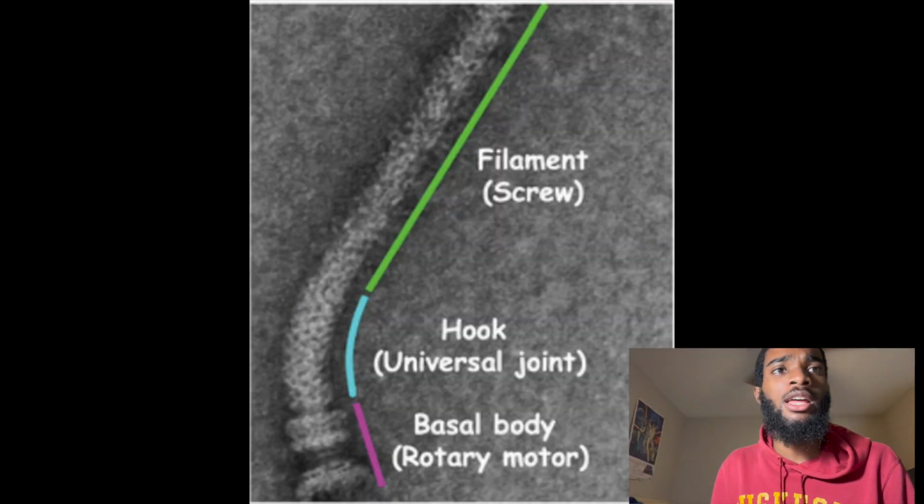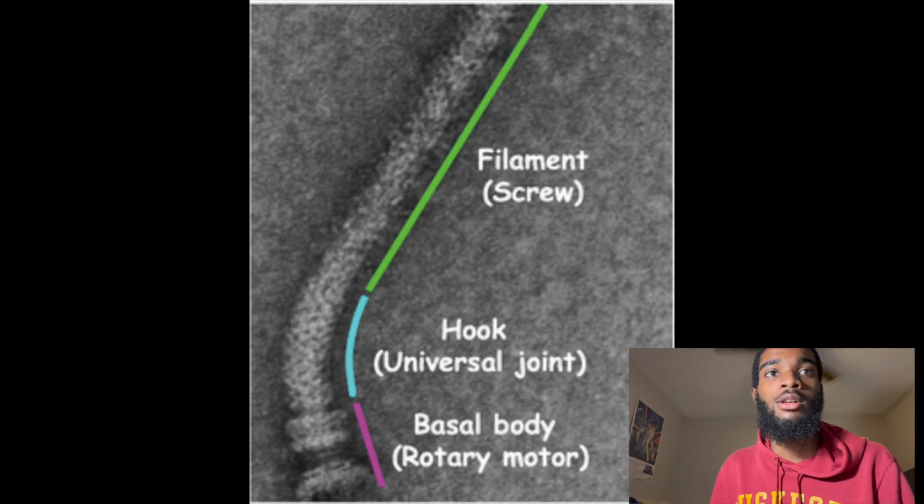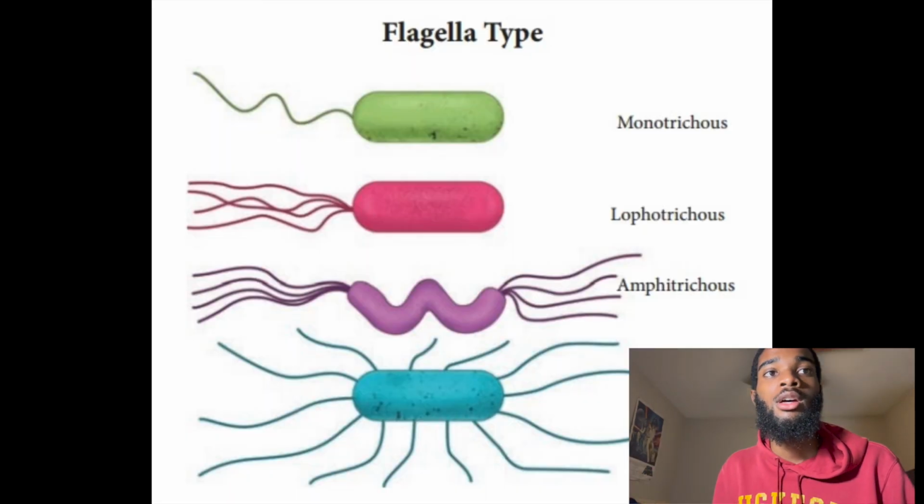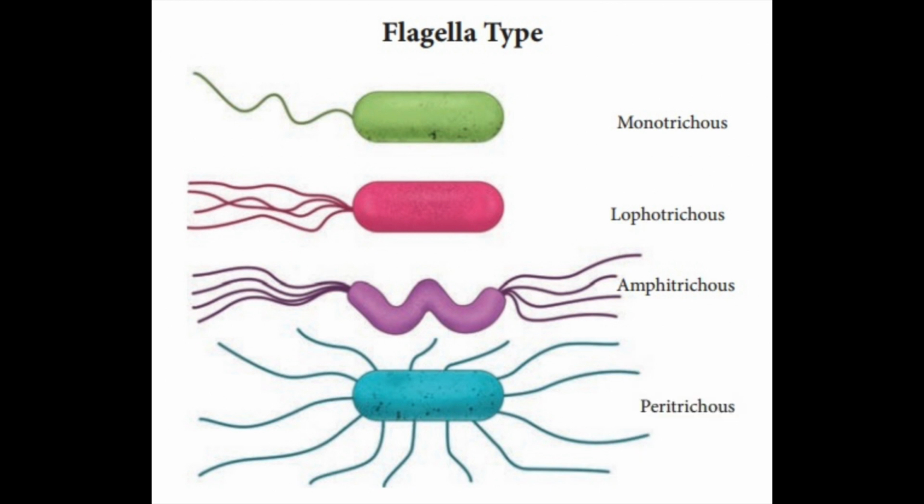A prokaryote can have one or several flagella localized to one pole of the cell or spread out around the cell. You can see the multiple arrangements of the flagella here on a prokaryote. The flagella actually also act as sensory organs to detect temperature and pH changes.